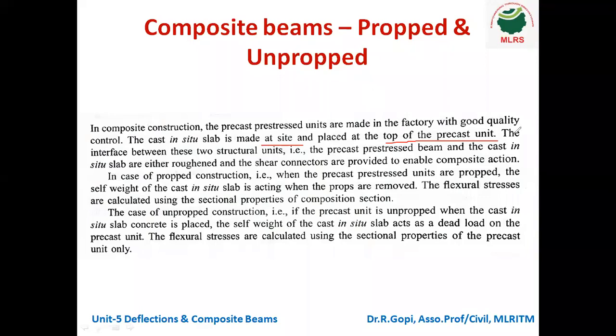Okay, so the interface means what? The junction between the pre-stressed concrete and the normal RCC cast in situ slab. The interface between these two structural units, that is the precast pre-stressed beam and the cast in situ slab, are roughened. The cast in situ slab we can't roughen, but in the case of the pre-stressed concrete beam we have to roughen it, and shear connectors are provided.